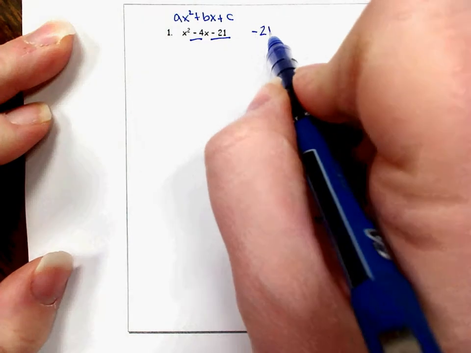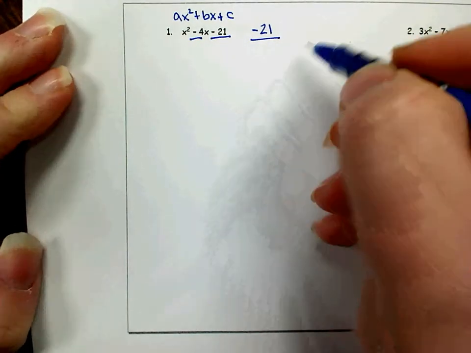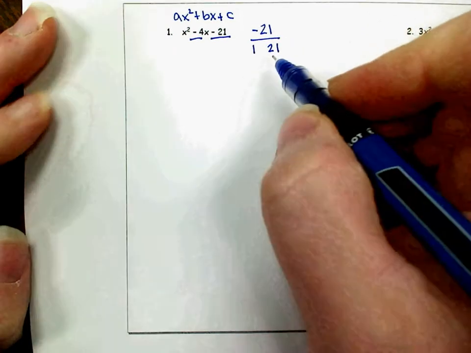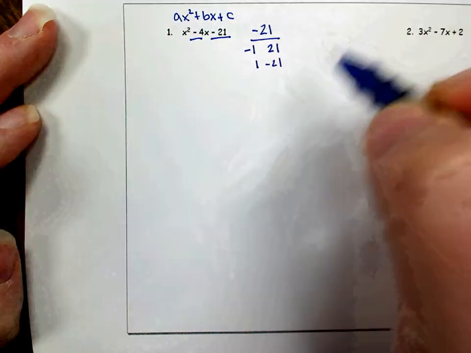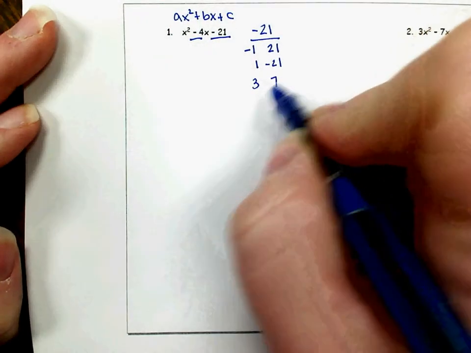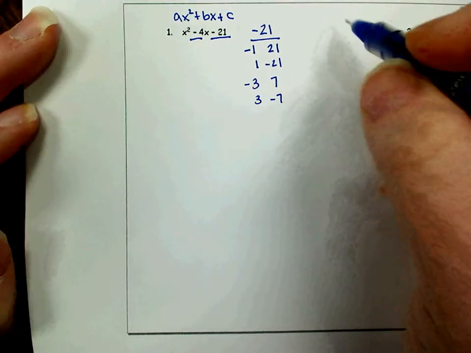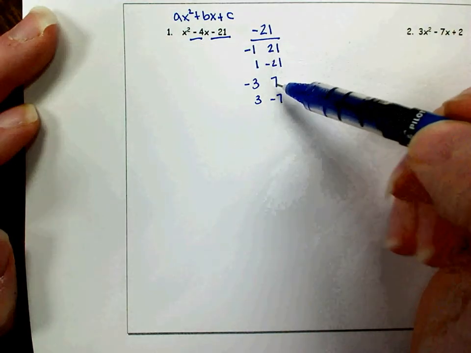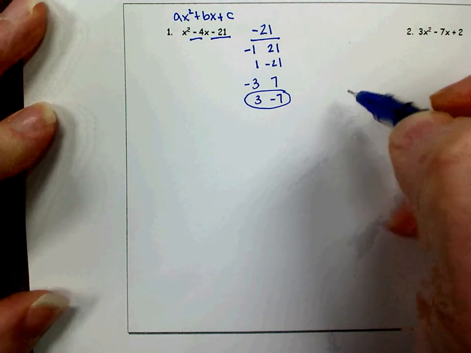When numbers are factors of a negative, their signs have to be opposites. So we know that 1 and 21 multiply to get 21, but to multiply to get negative 21, one of those has to be a negative. Same thing with 3 and 7. Either the 3 has to be negative or the 7 has to be negative. We want them to combine to get a negative 4, so we look to see which one has a sum of negative 4, and that's these last pair of numbers, 3 and negative 7.